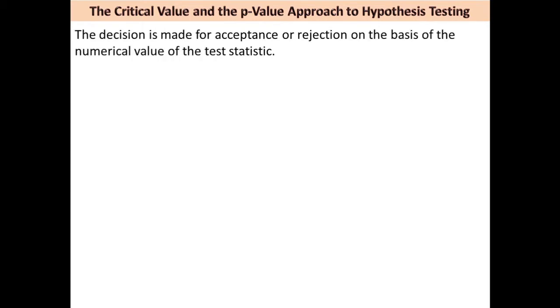In order to make a decision whether to reject the null hypothesis, a test statistic is calculated. The decision is made on the basis of the numerical value of the test statistic. There are two approaches to arrive at the decision: the critical value approach and the p-value approach. First, we will discuss the critical value approach.